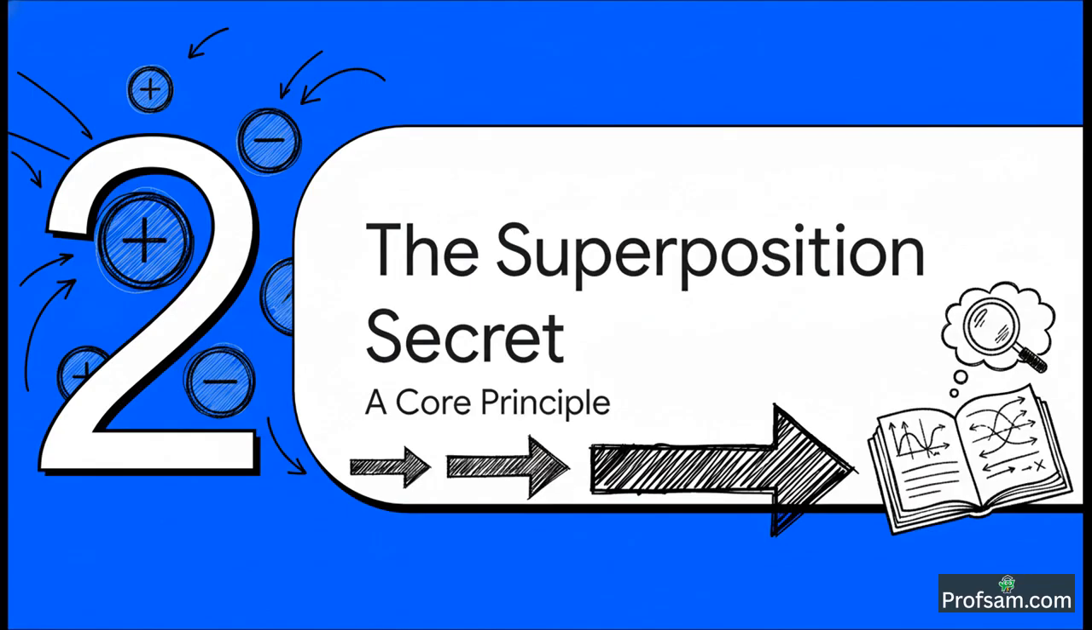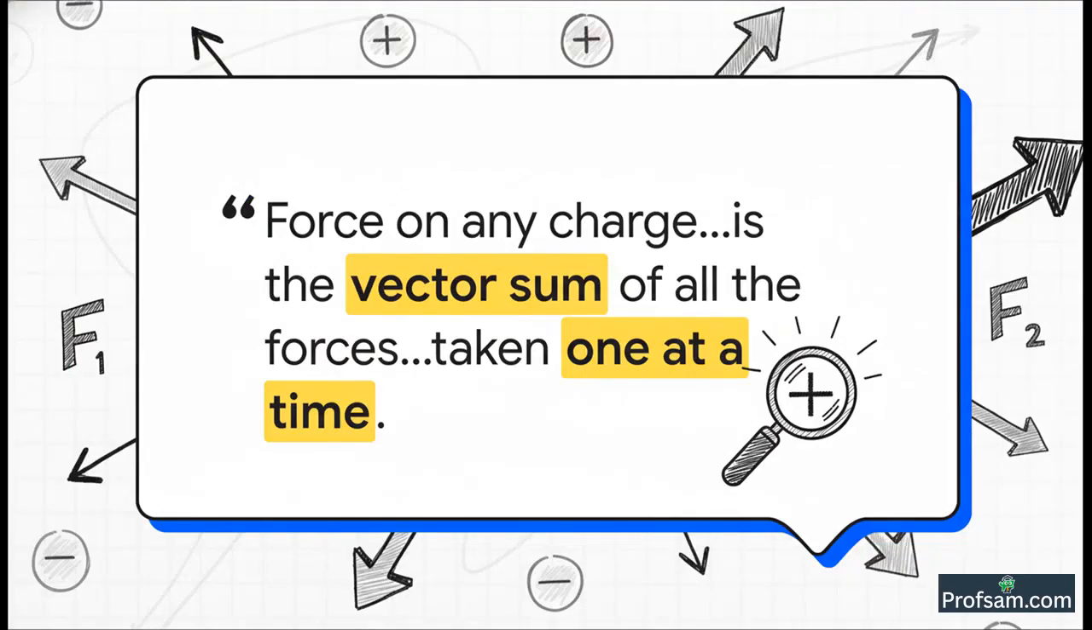Let's see what the official textbook definition looks like. Here it is, word for word from your NCERT textbook. It sounds a little heavy, I know, but don't worry. The entire meaning is hidden in just two key phrases. The first is vector sum, and the second is individual forces are unaffected. If you understand these two phrases, you've understood the whole principle. Let me break it down for you.